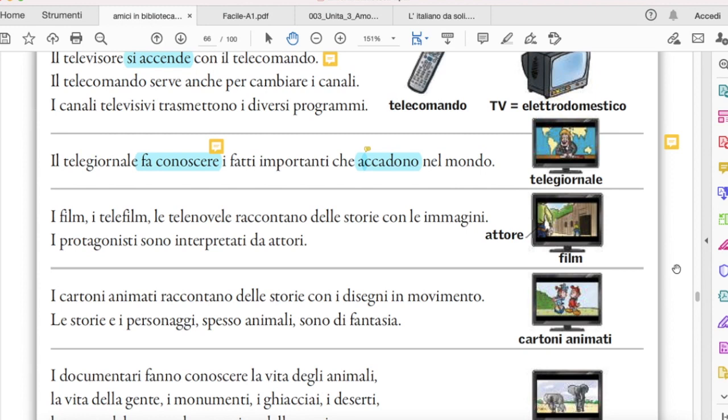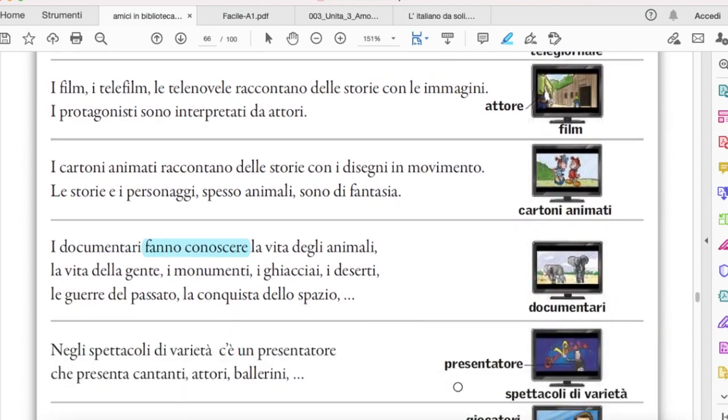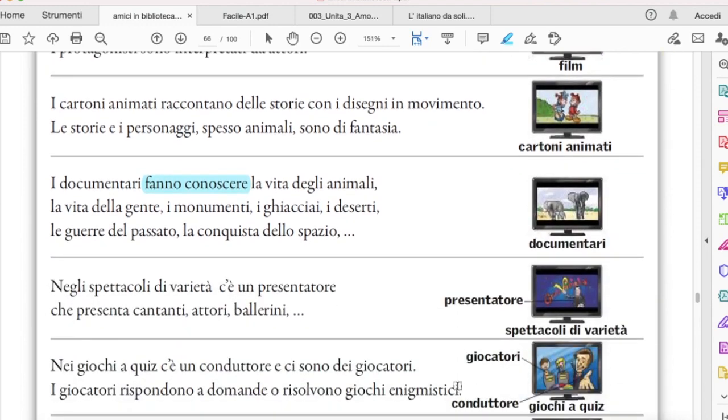Personaggi, characters. I documentari fanno conoscere, and then we have another one for fare conoscere. I documentari fanno conoscere la vita degli animali. La vita della gente, i monumenti, i ghiacciai, i deserti, le guerre del passato, la conquista dello spazio. So, la vita degli animali is animals' life. La vita della gente is people's life. I monumenti, monuments. I ghiacciai, ice caps. I deserti, deserts. Le guerre del passato is wars in the past. La conquista dello spazio is the space conquest, literally. Conquista, conquest, and dello spazio, space.